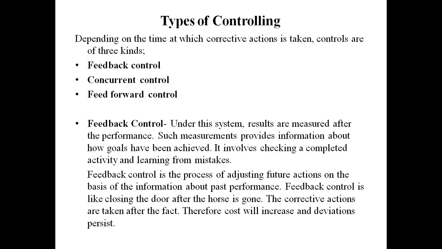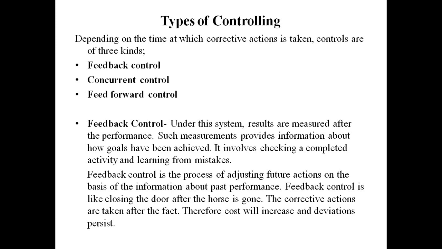Then coming to the next topic, that is types of controlling. Depending on the time at which the corrective action is taken, controls are of three types. First one is feedback control, second is concurrent control, and third is feed forward control. Let's see the meaning of feedback control.